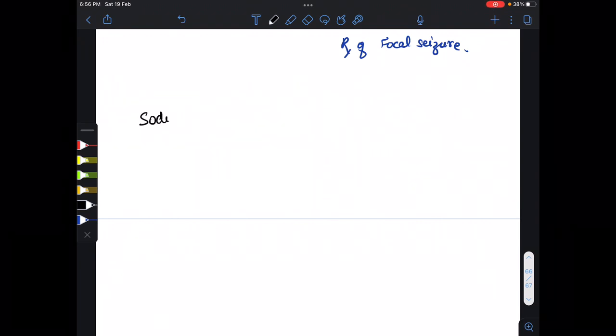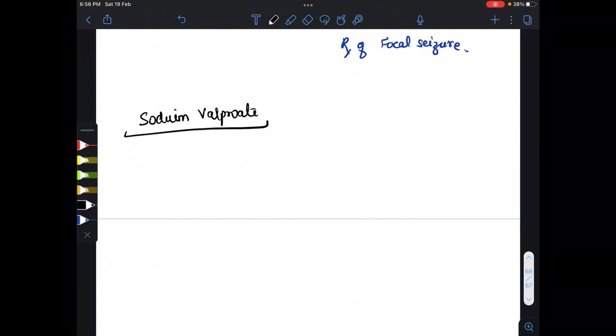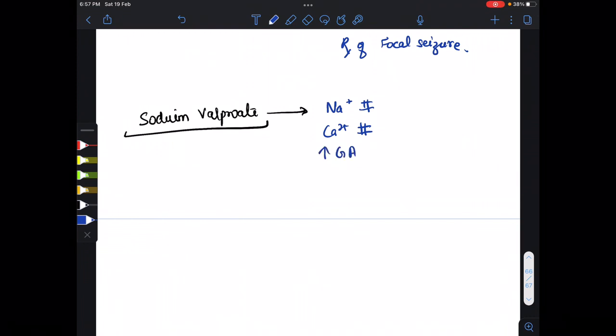We have some other drugs like sodium valproate. So the sodium valproate drug acts as a calcium channel blocker and sodium channel blocker. It increases the GABA activity and it decreases the glutamate, except it is not a potassium channel opener. It depresses the brain by acting on various receptors: it is a sodium channel blocker, calcium channel blocker, increases GABA activity, and decreases the glutamate.